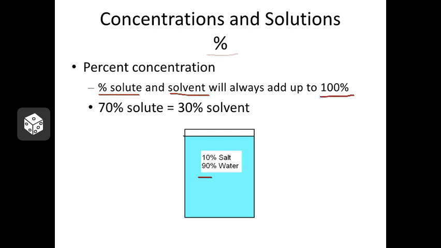So here, for instance, if we have a solution that contains 10% salt, we know automatically that it must contain 90% water, because 90 plus 10 is 100%. The other thing to remember about percentages is the higher the percentage, the more of that component is going to be present in the solution. So for instance, a solution with 70% solute is going to have a lot more solute than something with 10%.